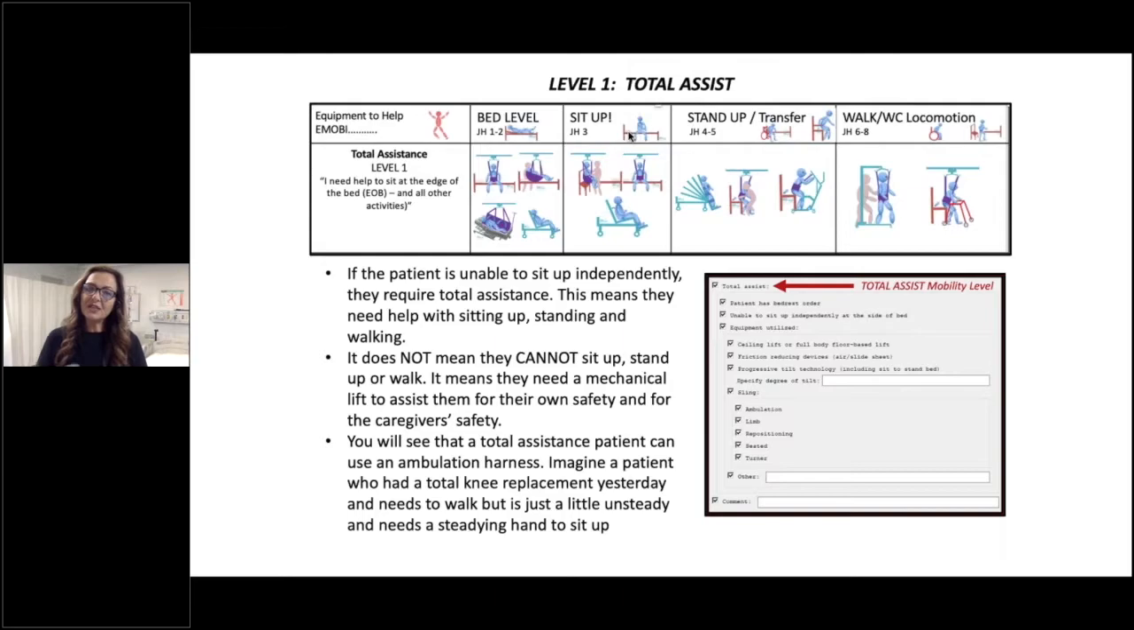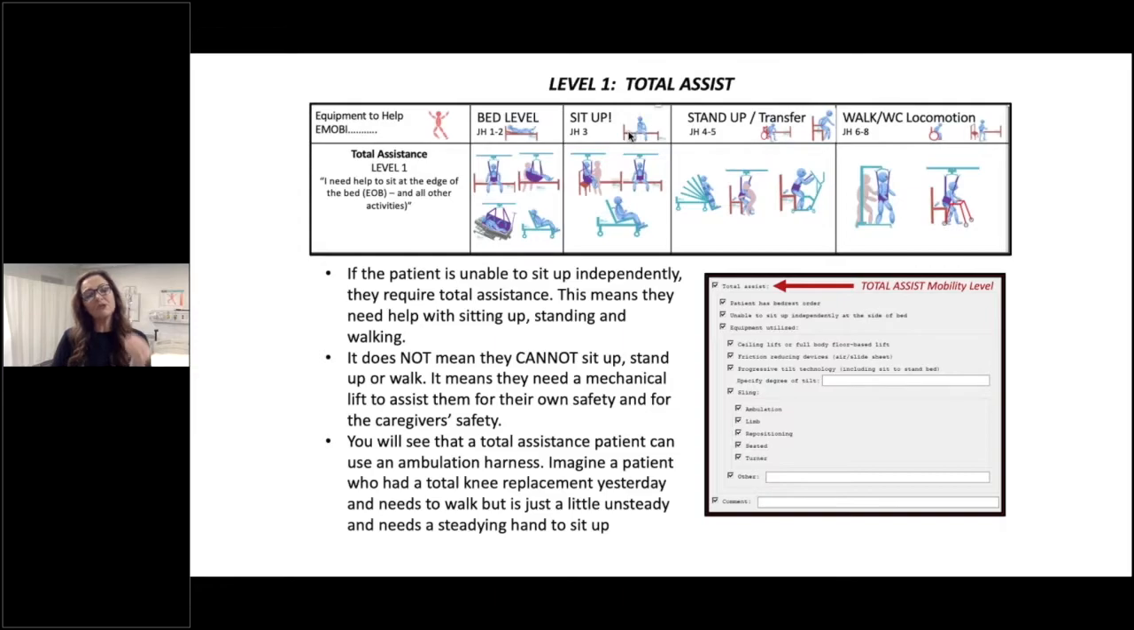So if the patient is unable to sit up independently, they do require total assistance. This means they need help sitting up, standing up, and walking. It does not mean they cannot sit up. But if the mobility goal is to sit up, stand up, or walk, then you are going to try having your patient sitting up and shaking your hand. If they cannot do it without assistance, they are level 1 total assistance.